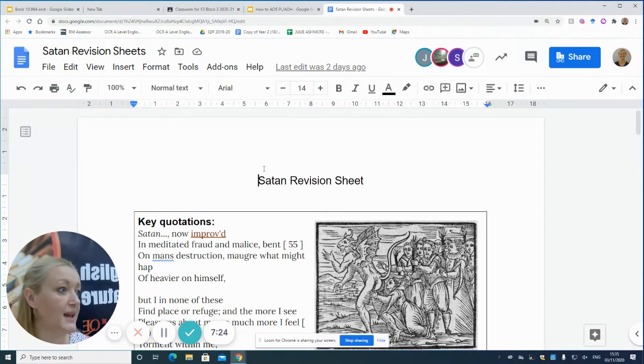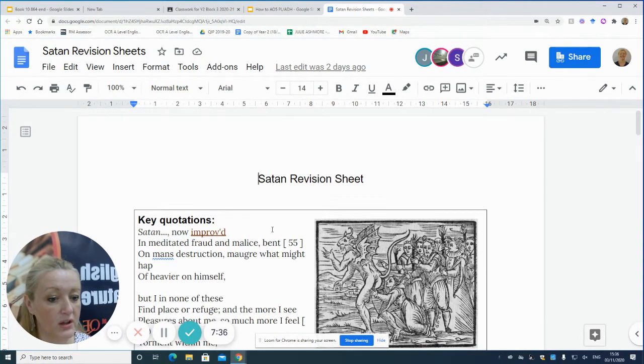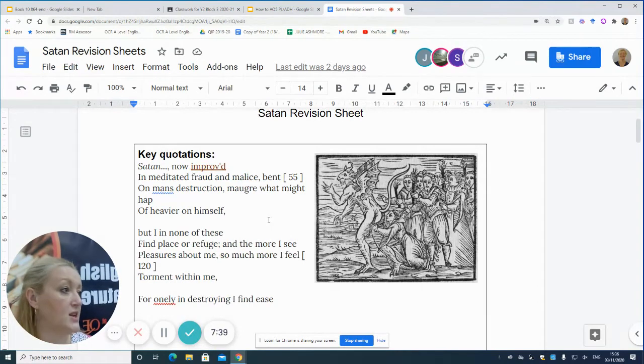Equally, you might say, thank you, Julie, for starting this off, but I don't want to use it in this format. Can I adapt it? Yes, of course you can. But what would I like to see in there? Right. Well, first of all, I'd like to see key quotations.